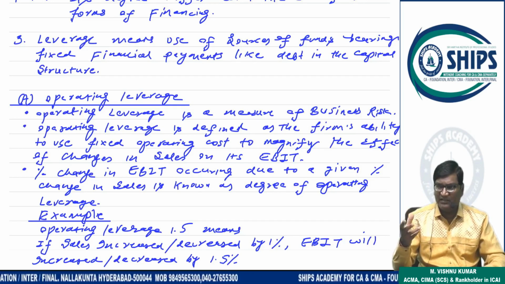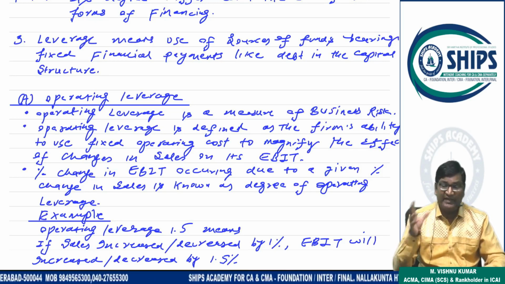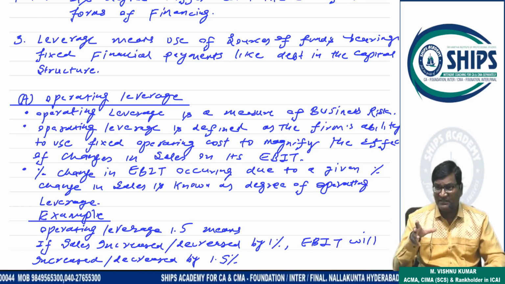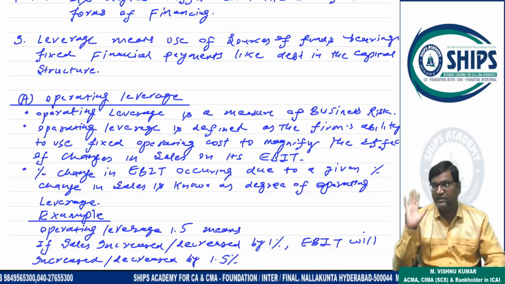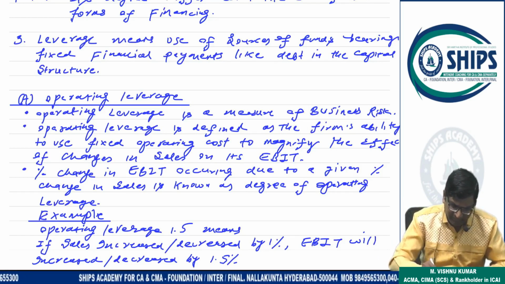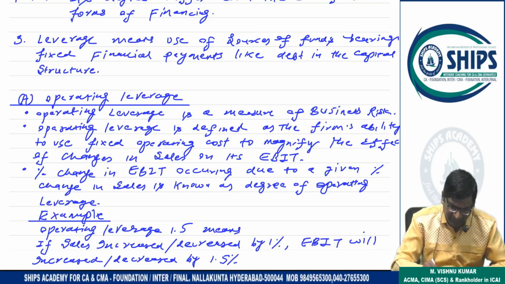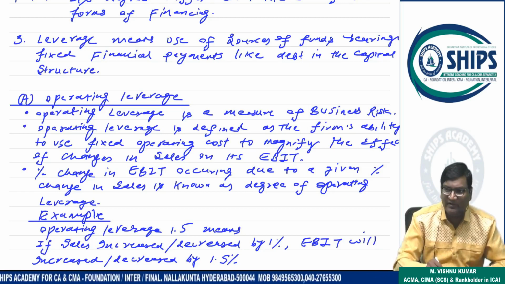If you want to measure the operating risk of the business, then which leverage will be used? Operating leverage. When will operating risk increase or decrease? When your fixed cost increases or decreases. Operating leverage is a measure of business risk. Operating leverage is defined as a firm's ability to use fixed operating cost.